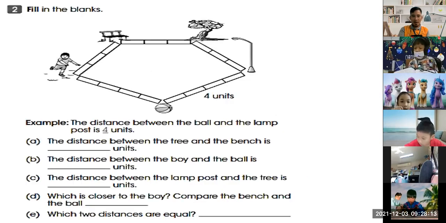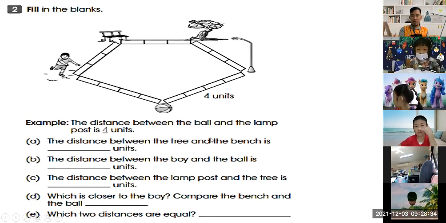Now here, let's compare. This one is the boy, the bench, the ball, the tree, and what is this? Lamp post. Okay, lamp post. Now let us compare the distance between the tree and the bench. How many units? 3 units.